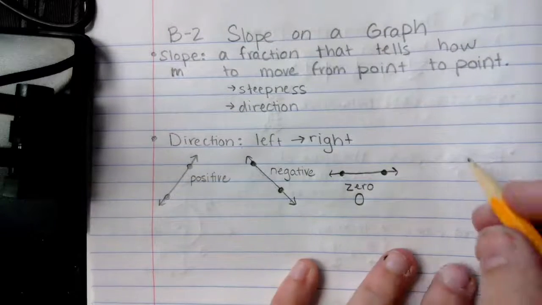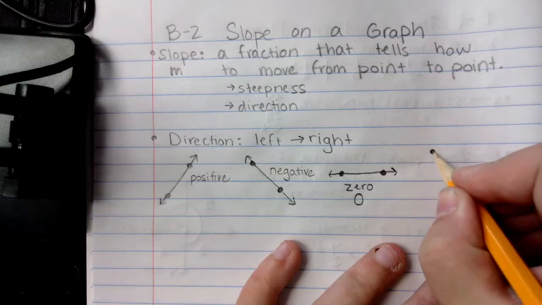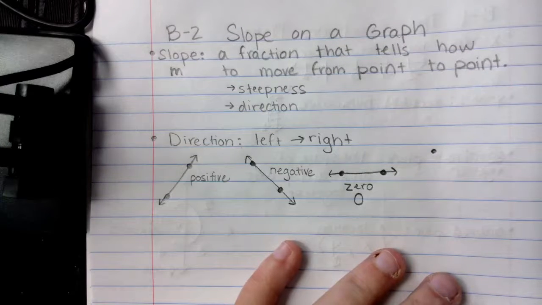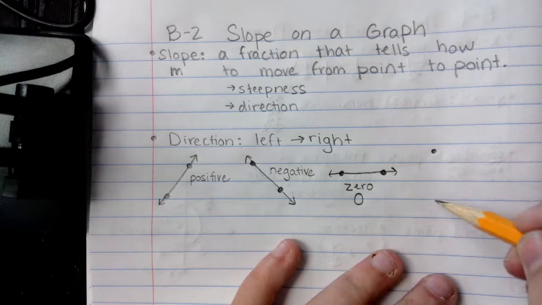There's one other option. If I have a point, what if I don't go left or right at all, and I just go straight down?